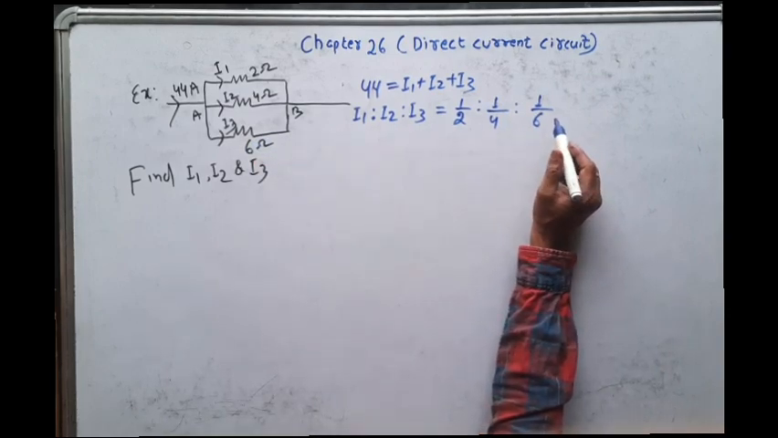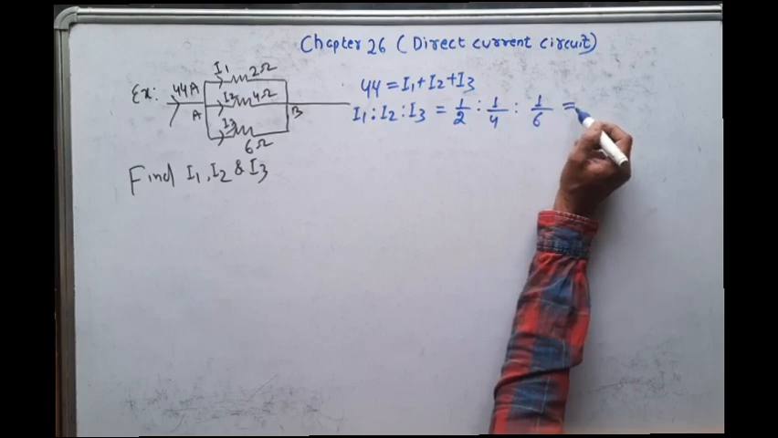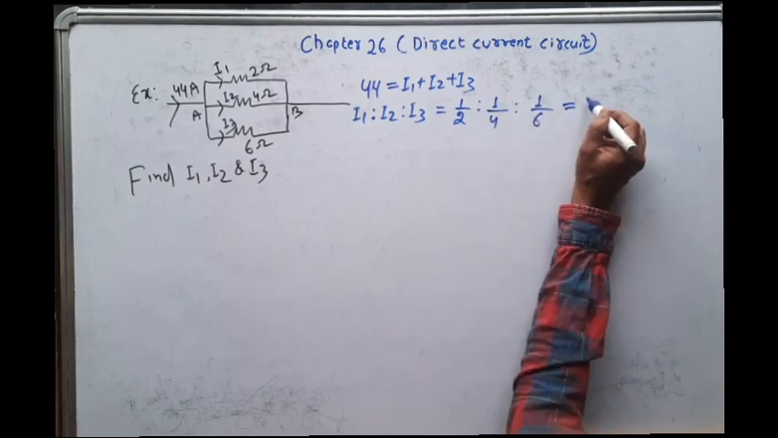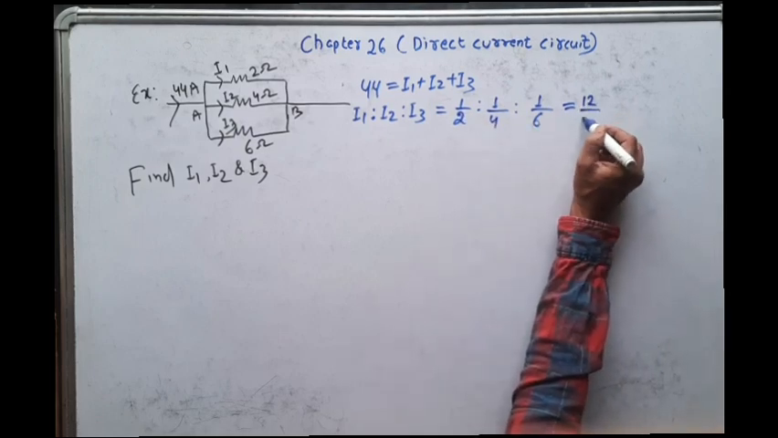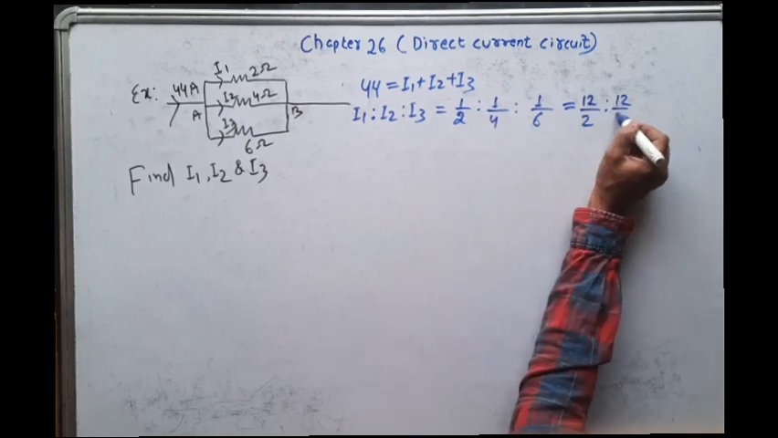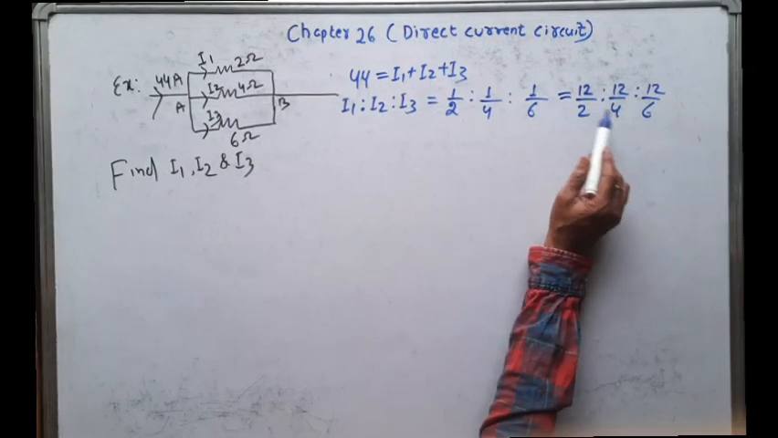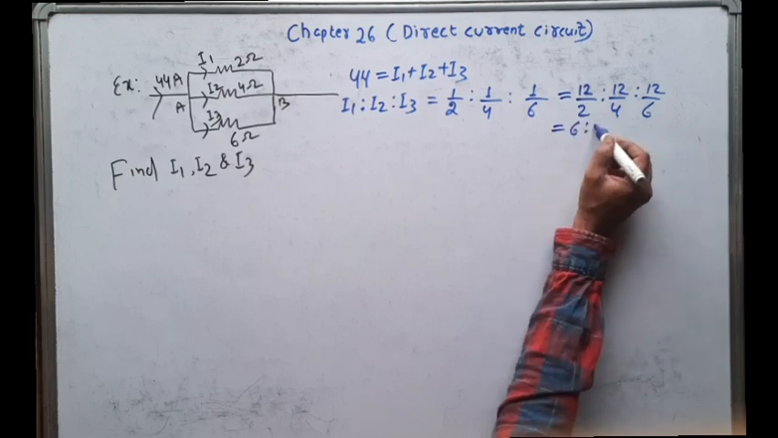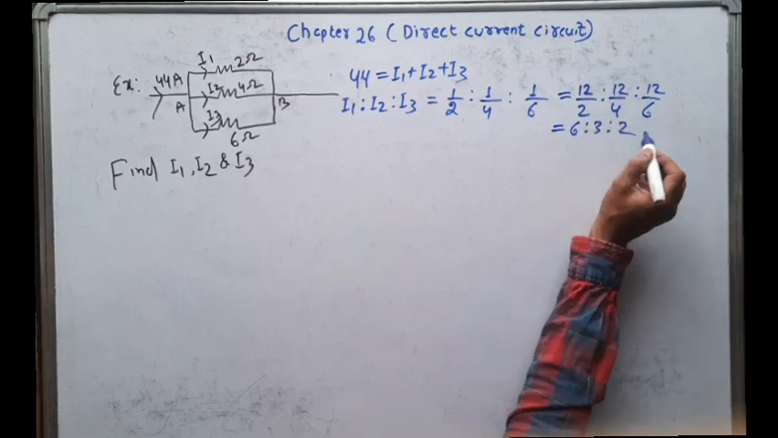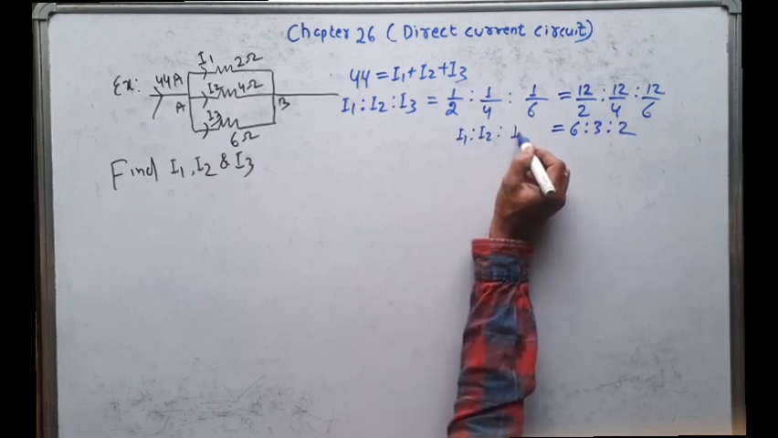Okay, so here the LCM of 2, 4, 6 is equal to 12. So multiply in each fraction: 12 by 2 is to 12 by 4 is to 12 by 6. So this is just mathematics. In the school career you have read like this. So that is equal to 12 by 2 is 6, is to 3, is to 2. So this is your I1 is to I2 is to I3.